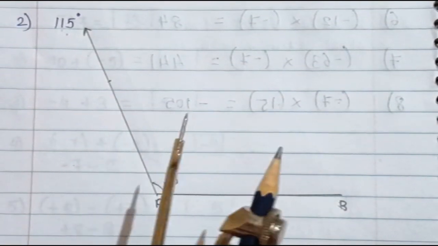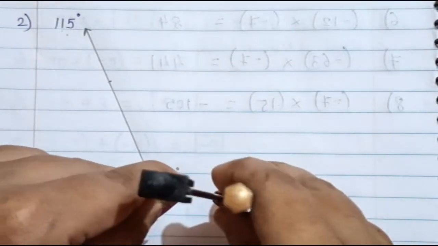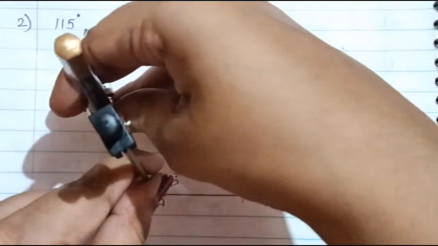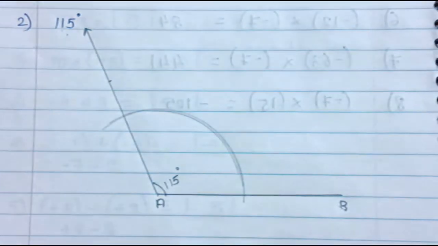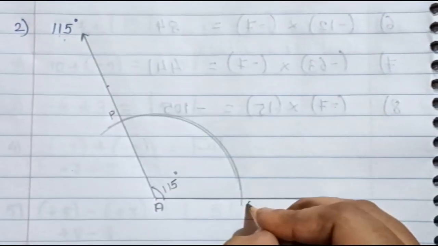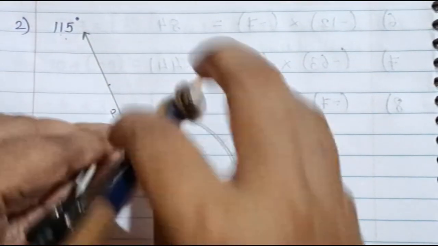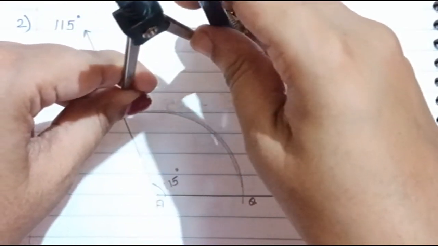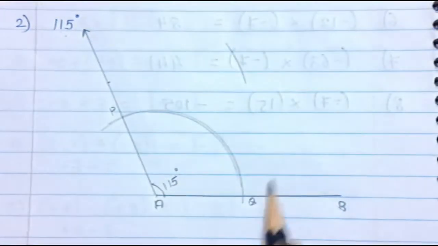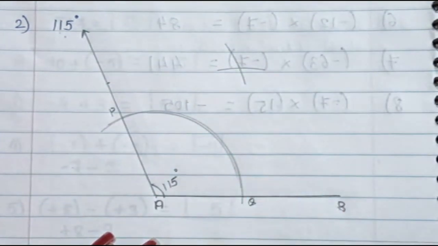So again, with the help of the rounder, I'll place this point over here. I'll draw one arc like this. See, I have made it. Now from here, I'll name the points again P and Q. Okay, then I'll place the rounder over here. With a convenient distance, I will draw the arc over here, from P, and then I will draw the next arc from Q. Okay, I have drawn the arc.